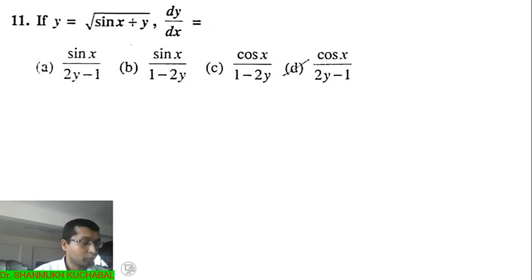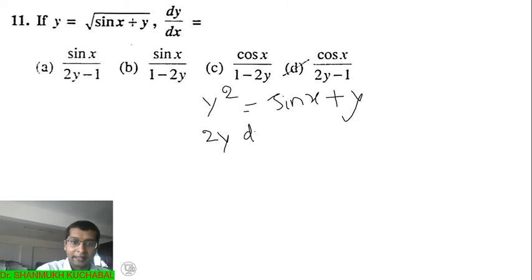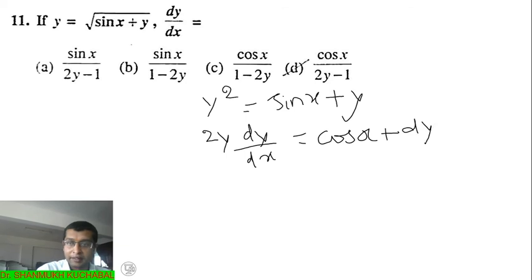Okay, now we'll move to example number 11. If y equals the square root of sin x plus y, dy by dx equals? We have to square it on both sides in order to avoid the square root. So we get y square equals sin x plus y. Now differentiating, y square differentiation is 2y dy by dx. Sin x differentiation is cos x, and y differentiation is dy by dx.